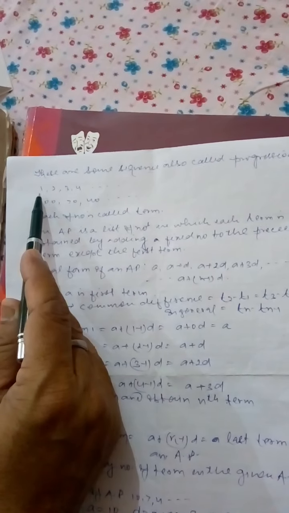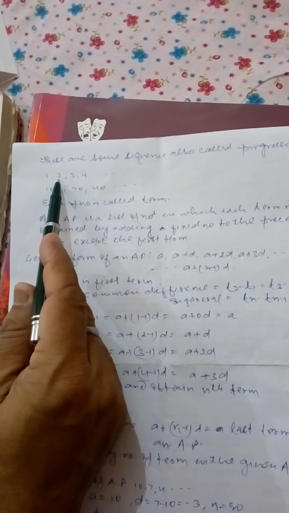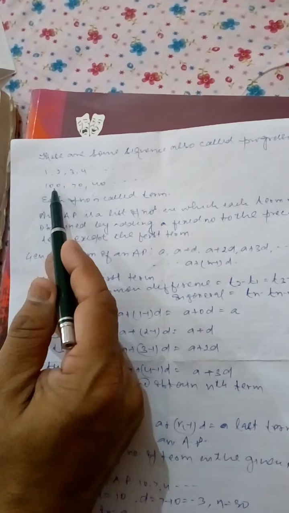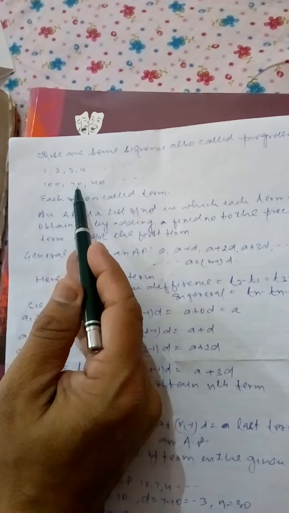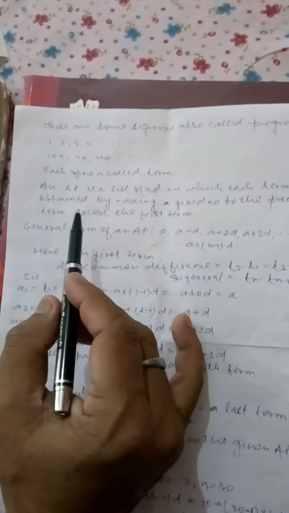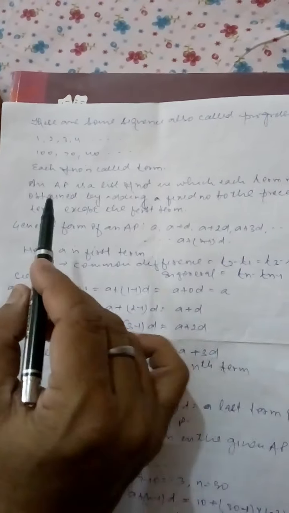Each number is called a term. Like 1 is the first term, 2 is the second term, 3 is the third term. In the other sequence, 100 is the first term and 70 is the second term. In this way we define the arithmetic progression. So what is an arithmetic progression?